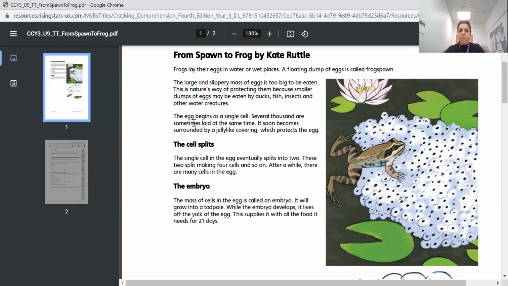And then I'd like you to write down, why do we have it there? Why is there that piece of punctuation there? This is nature's way of protecting them. And then further down, we've also got commas: ducks, comma, fish, comma, insects, and other water creatures. I'd like you to now write down, why do I have a comma after ducks and after fish? And why don't I have a comma after insects?